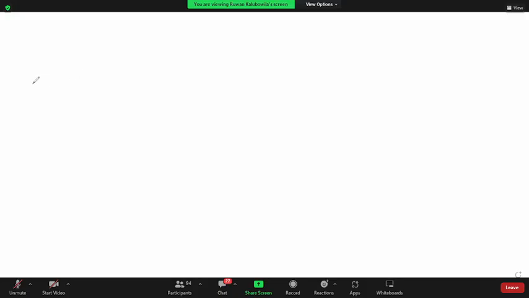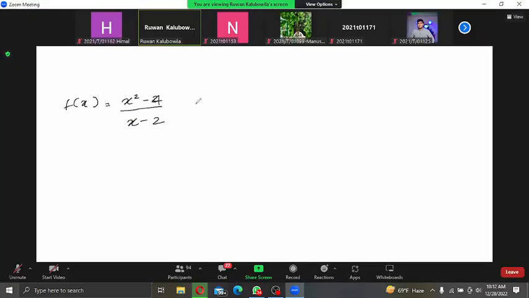So we take the function f(x) = (x squared minus 4) over (x minus 2), right? I think this is the function that we taught in the last few minutes, right? So I took this example again. I have to explain a little bit more, right?